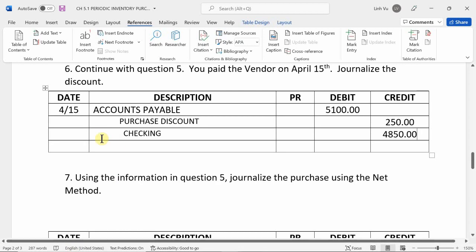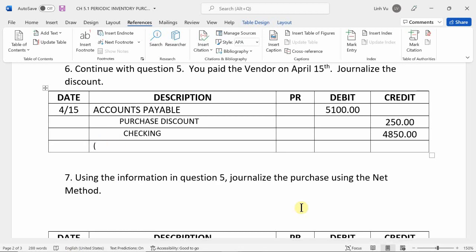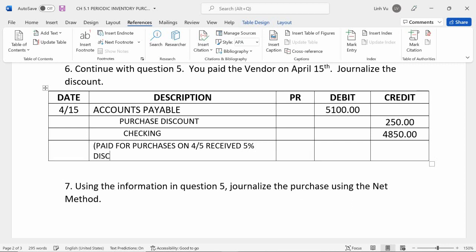Good. Now again, you could say paid for purchases on April 5th, received 5% discount.